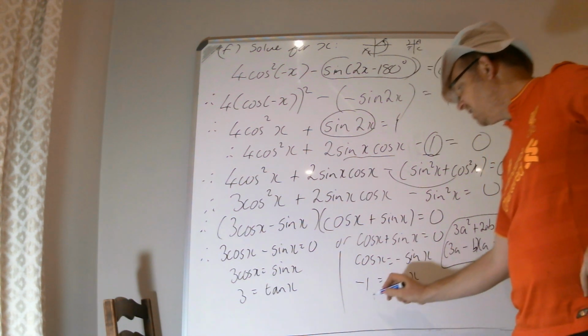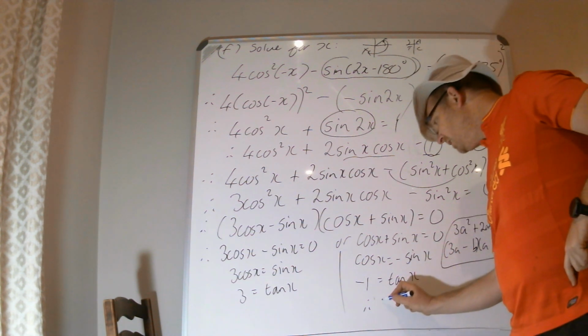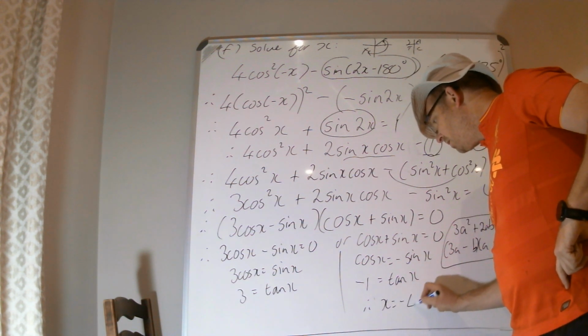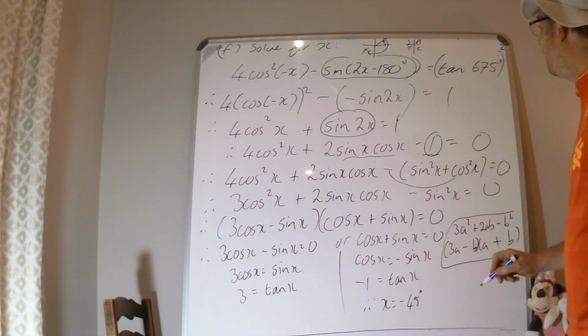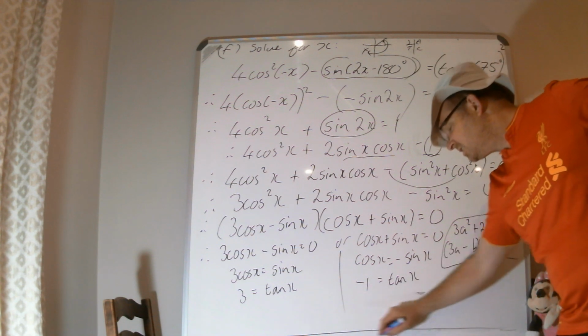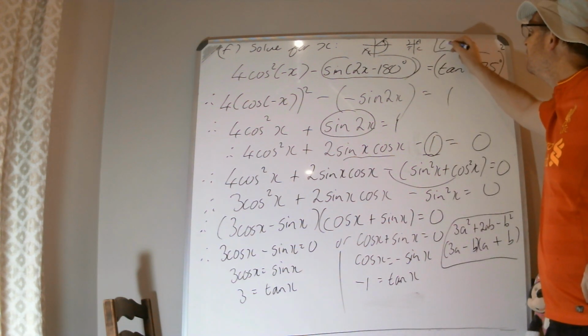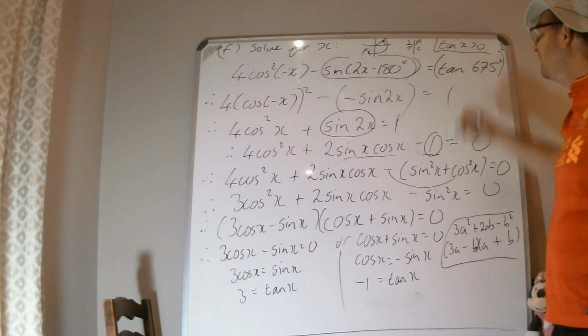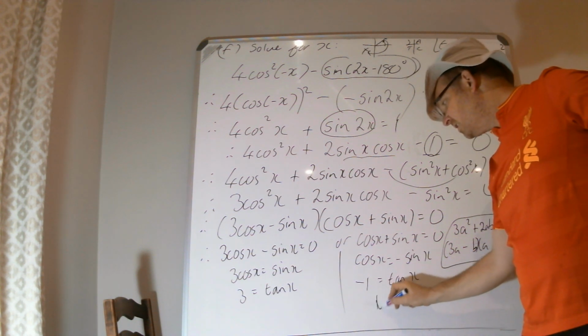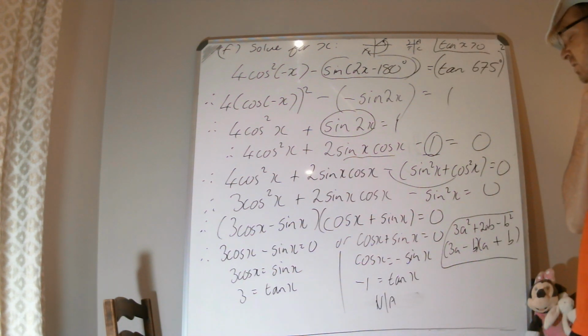Here you don't need a calculator, you just throw it in there, and what do you get? You get x is negative 45 plus k 180. Oh wait, pause. In the question it said tan x, and I forgot to write it down. You should have spotted it in your textbook and yelled at me. Tan x has to be greater than 0, so here your tan x is negative 1. That's not applicable. Well spotted.